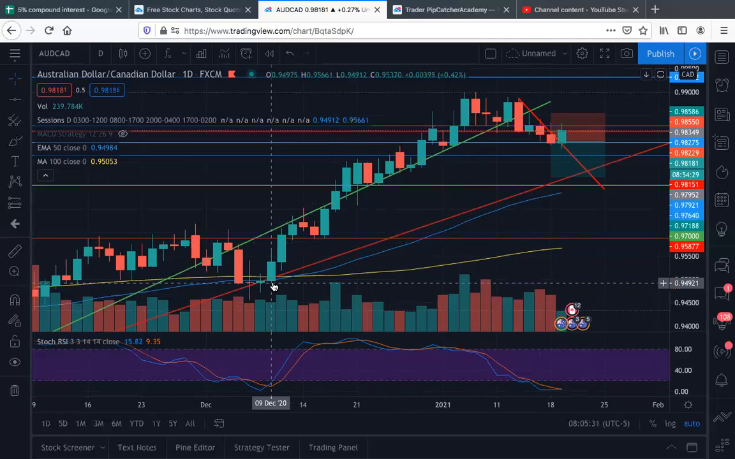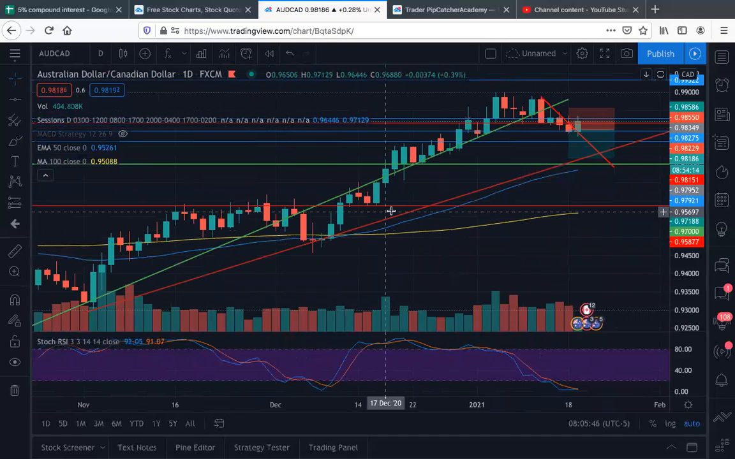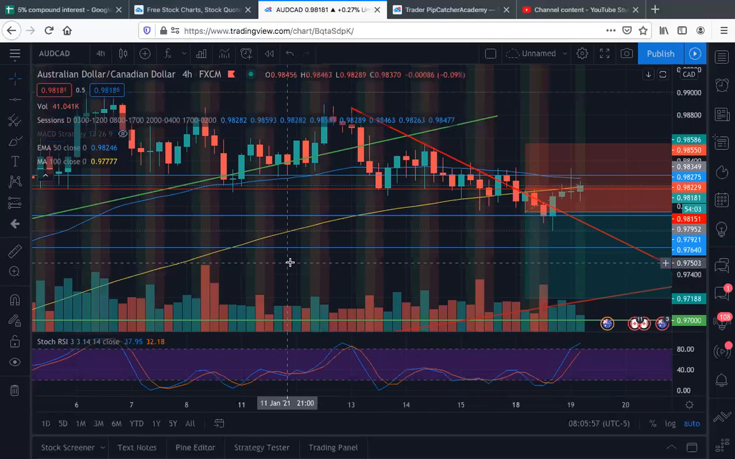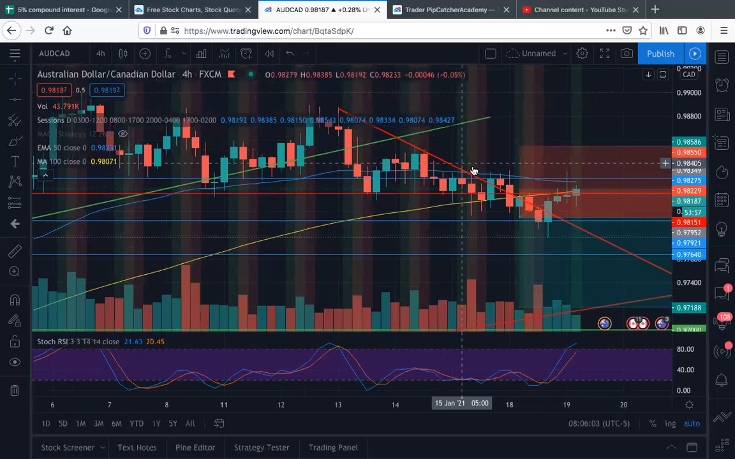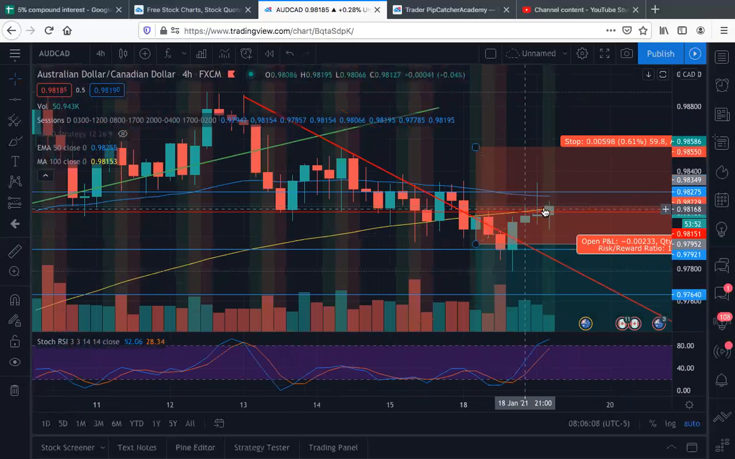We see that price has not touched the 100 period moving average or the 50 period moving average since December the 9th. So we know that price loves to touch average. That's why it's average. Just keep that in mind. Let's dive in a little closer. On the 4-hour, we did break that 50, and it also looks like we're right around that 100 simple moving average.